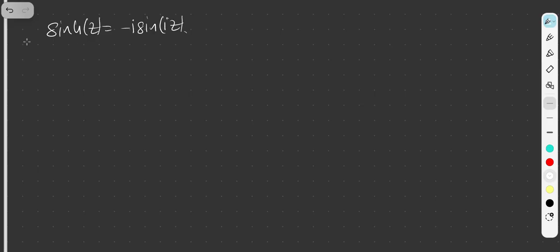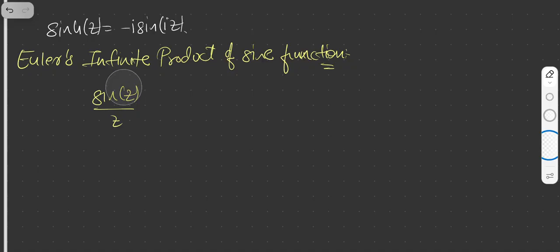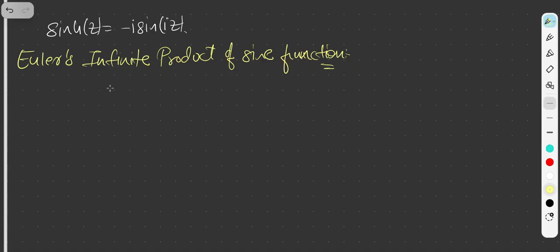Do you remember, guys, that we have proven Euler's infinite product of the sine function? Please don't forget about that. That's extremely important. So basically it was sine of z over z, or you can consider x instead of z, because I don't want to get confused with some variables.